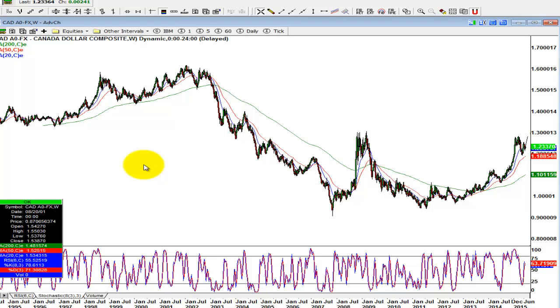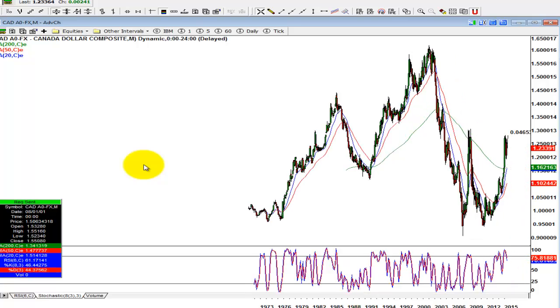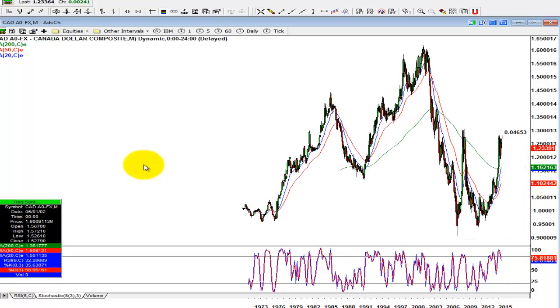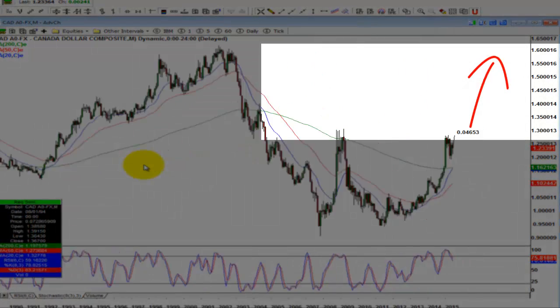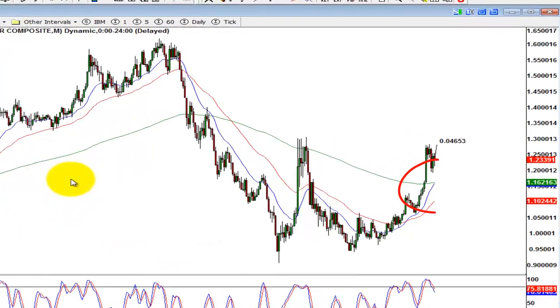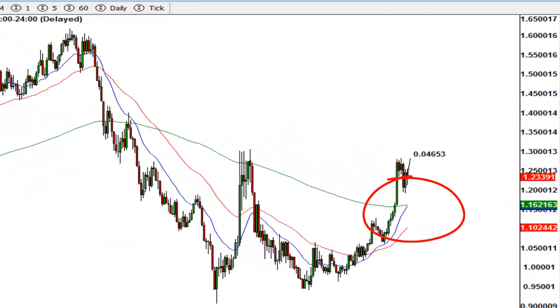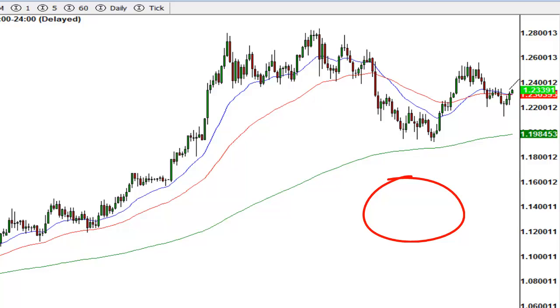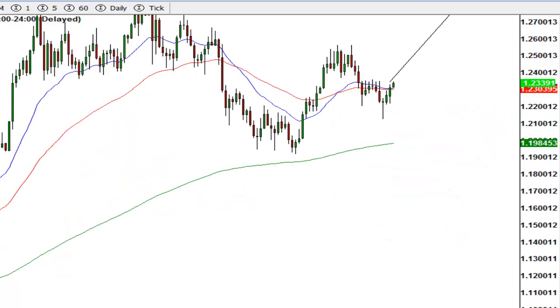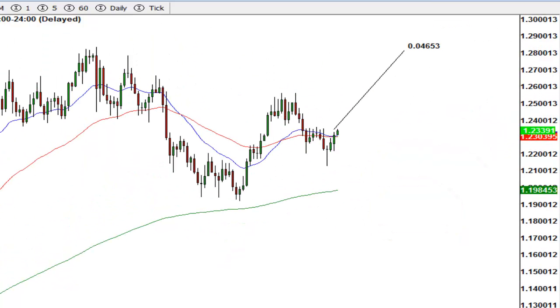As we can see on the monthly, let's go to the monthly here. We've got potential upside of all the way up here. Remember that the US dollar is gaining on the monthly. We've got a golden cross imminently with the 20 crossing over the 200. We've also got a seasonally bearish time of year for the Canadian dollar. Remember, we're going potentially long on the US dollar versus the Canadian dollar.